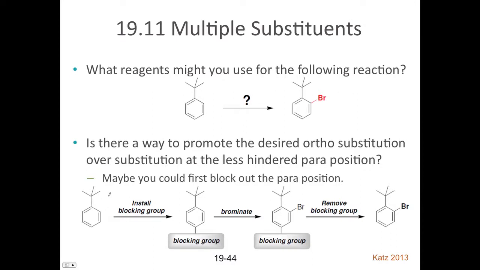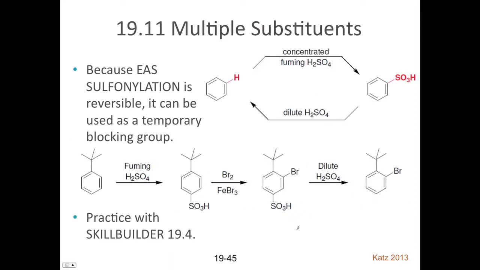Okay, so how about if we put something here para to this guy, which is very easy to do because this guy here is huge. It won't direct anything ortho. It'll direct it para because of sterics. Install some blocking group, right? Brominate. Maybe something here that will direct meta. Imagine if this blocking group here directs meta. This is the meta position to the blocking group. That'd be good here. And this guy here would be ortho para. So this guy here would be doubly reinforced. So blocking group here, brominate at this position, then unblock to give you that guy here, to give you this overall species here. Can we do that? Absolutely.